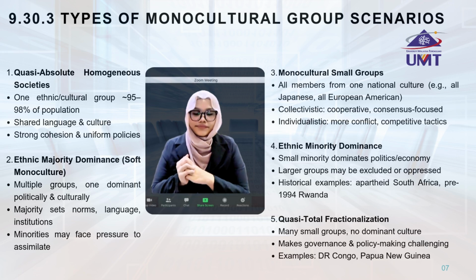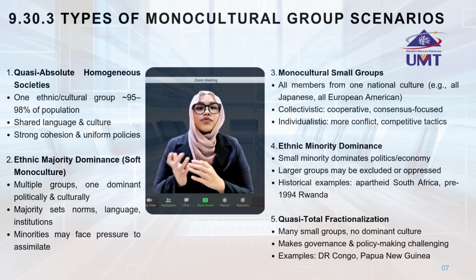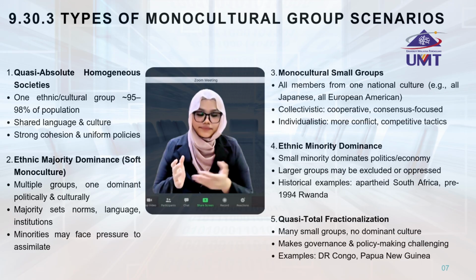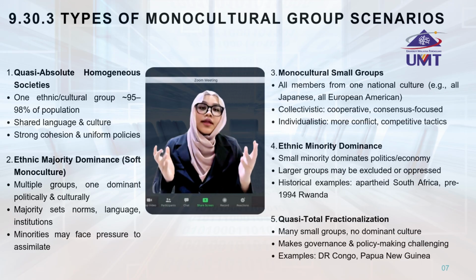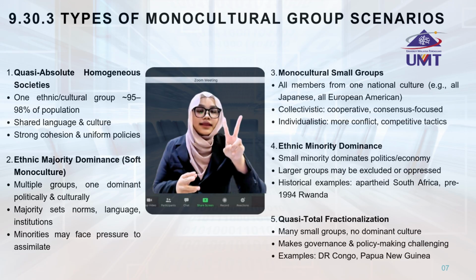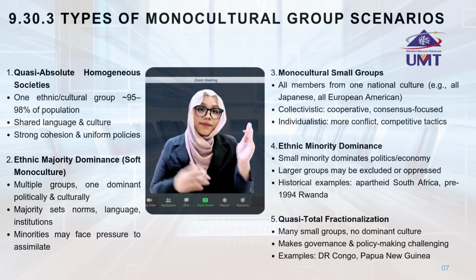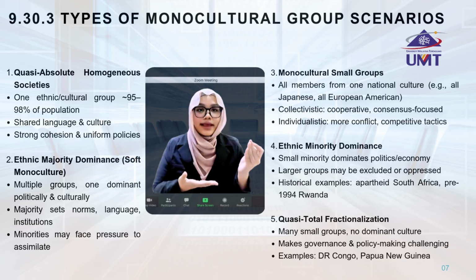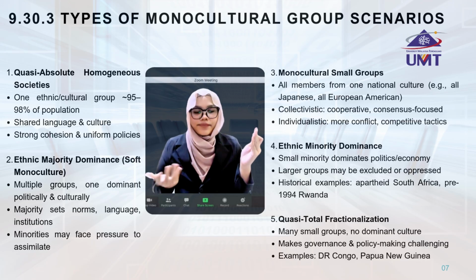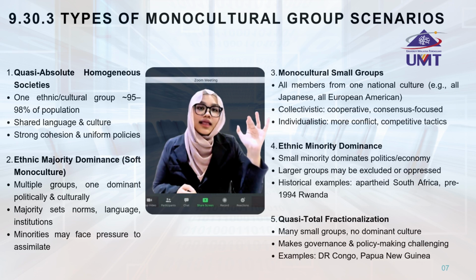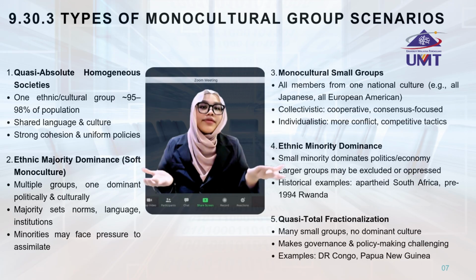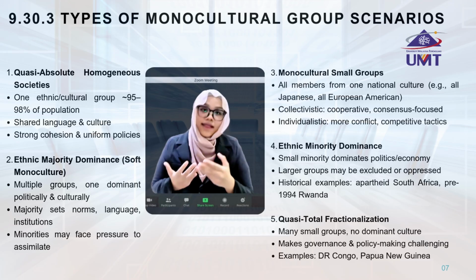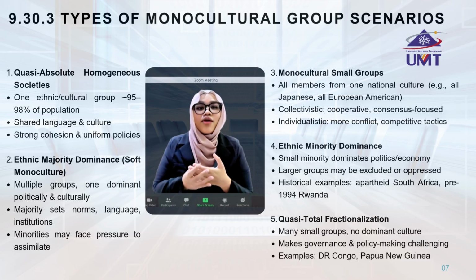So we are getting to third, which is monocultural small groups. Small groups composed entirely of individuals from one national culture, like all Japanese or all European American groups. There are two types here. Homogeneous collectivist group, for example, all Japanese, which tend to have minimal conflict, cooperative decision-making, and fair speaking participation. The second, homogeneous individualistic groups, for example, all European American, which may have more competitive approach, unequal turn-taking, and higher conflict, while still remaining monocultural.